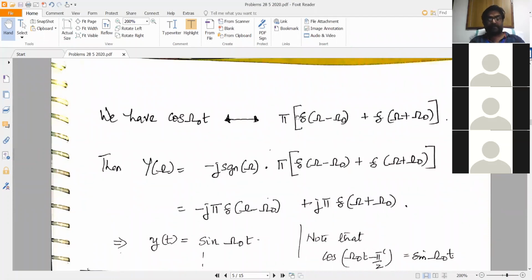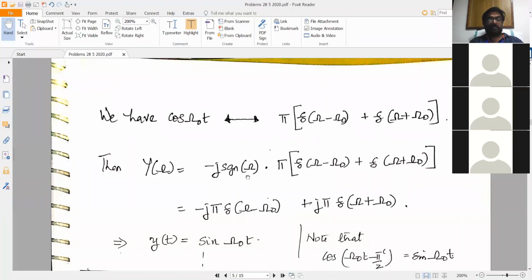So this is in fact derived from the fact that e raised to j omega naught t has a Fourier transform given by 2 pi delta of omega minus omega naught, right? So cos omega naught t is therefore e raised to j omega naught t plus e raised to minus j omega naught t, divided by 2. So cos omega naught t will have a Fourier transform given by pi times delta omega minus omega naught plus delta omega plus omega naught.